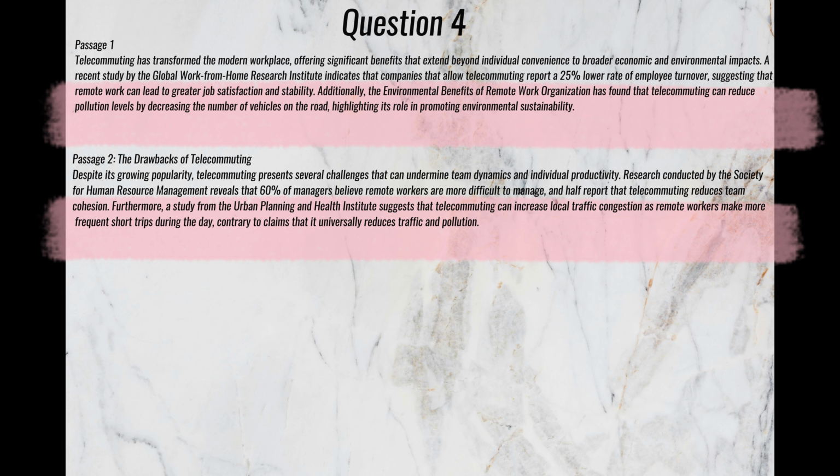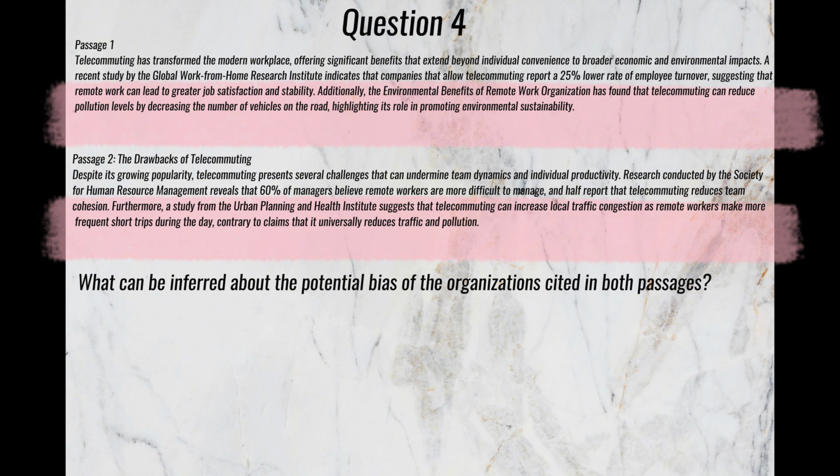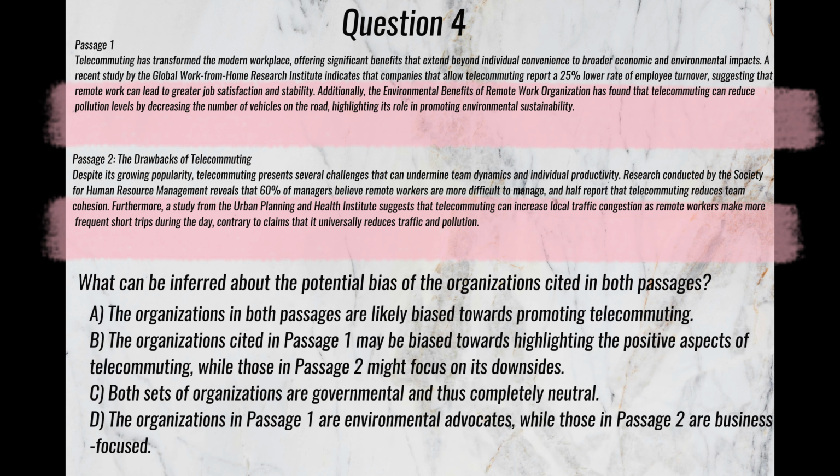Now, question 4 gets us thinking about the potential bias of the organizations cited in the passages. This one is a bit tricky, isn't it? What's your answer and why? Pause and reflect here. If you say choice B, then you're correct. Are you on a roll? Choice A is misleading as it doesn't reflect the critical tone of passage 2's sources. Choice C and choice D are incorrect for similar reasons. They don't align with the evidence provided. Choice B is the right choice here.